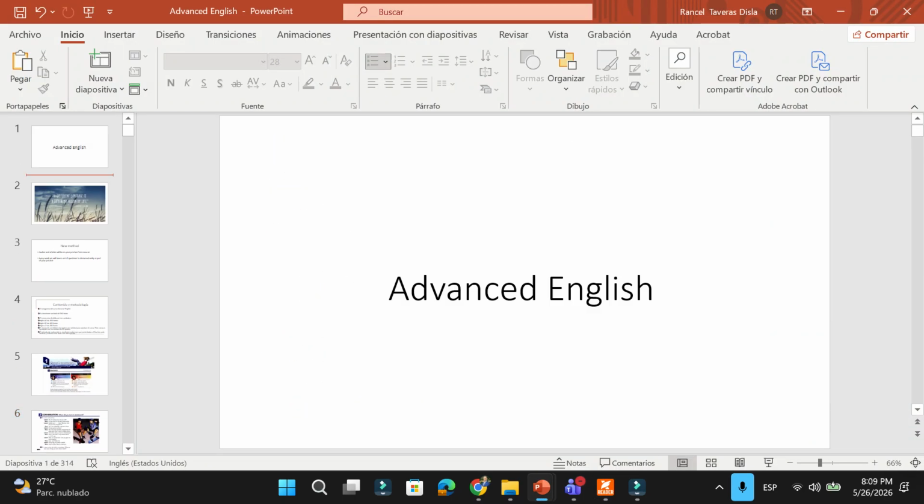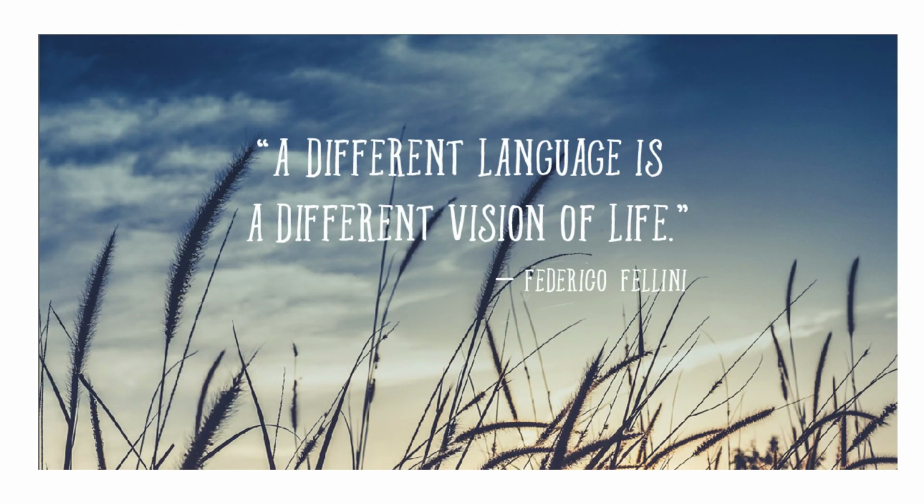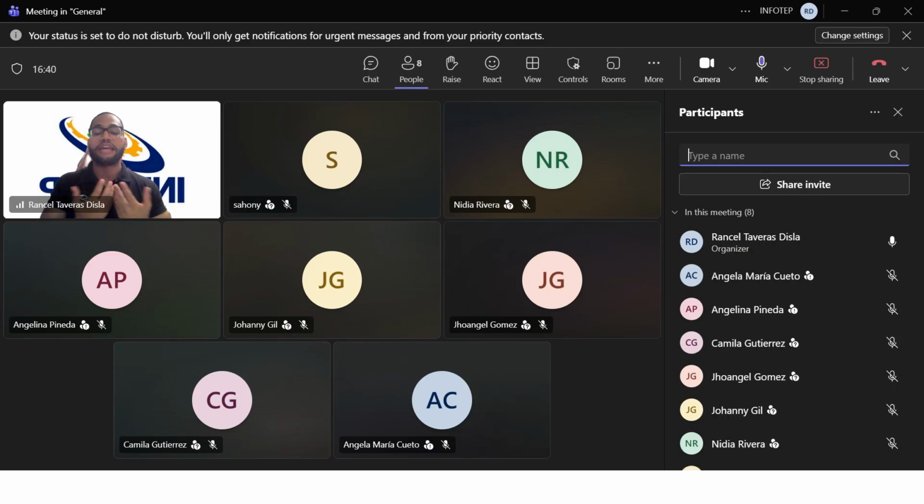Okay, so from now on, in every class, we're going to have a reflection where we will have a small phrase from someone, and we're going to reflect on that phrase. So what that means is, for example, here we have "a different language is a different vision of life." So I will ask, what do you think about that? But this is not optional. Okay, this is not optional.